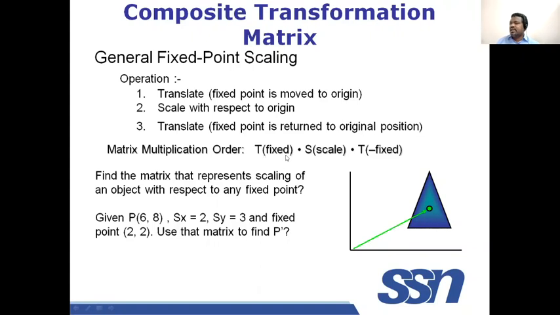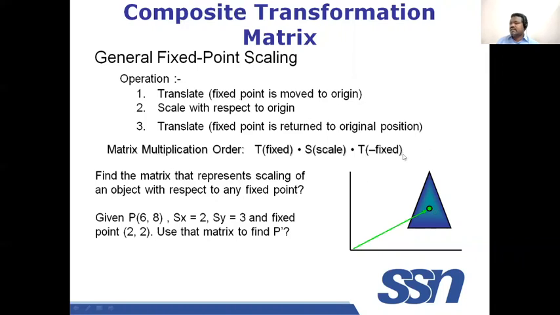So this will be the fixed position. We are moving this point from this place to its original position. That is given by this expression. Okay. The order of moving this object is translation, scaling, and again translating the object from origin to its original place. Whereas multiplication is done in reverse order.